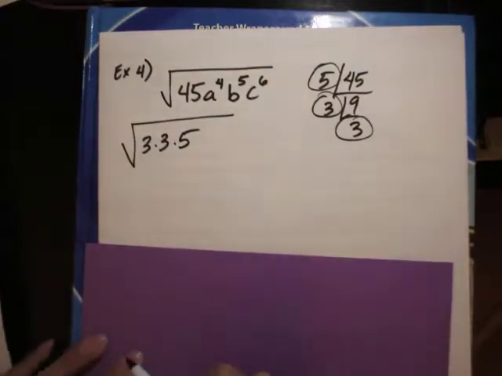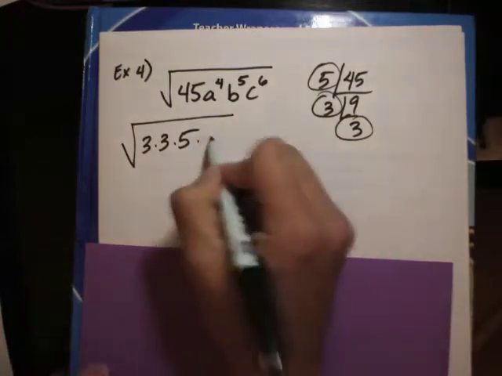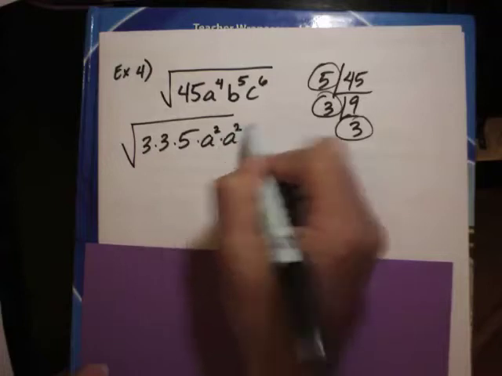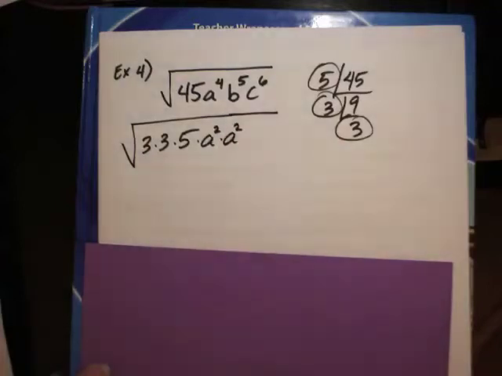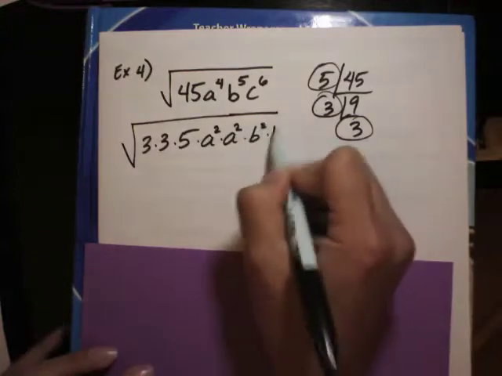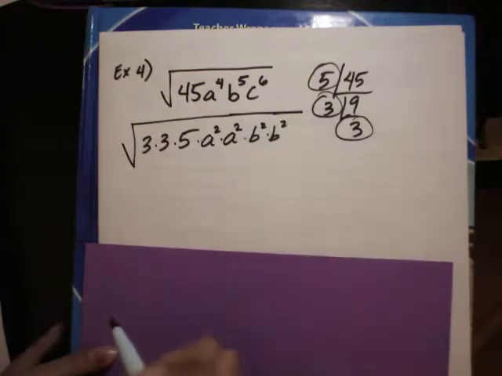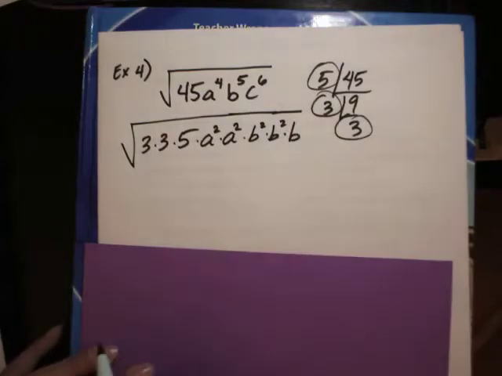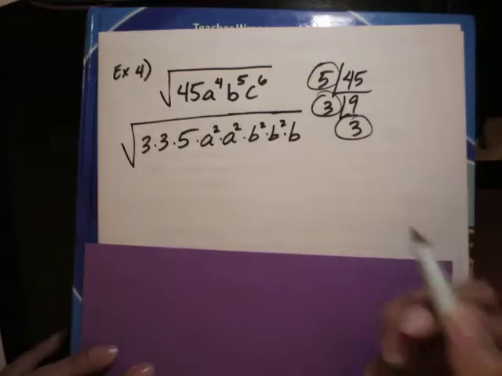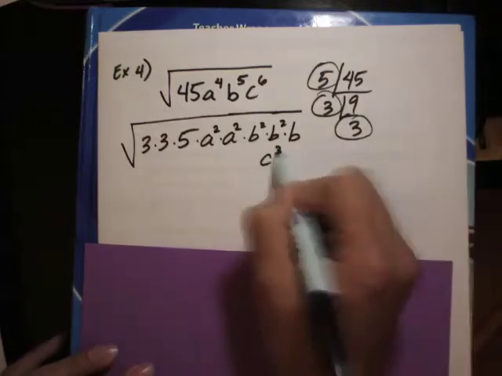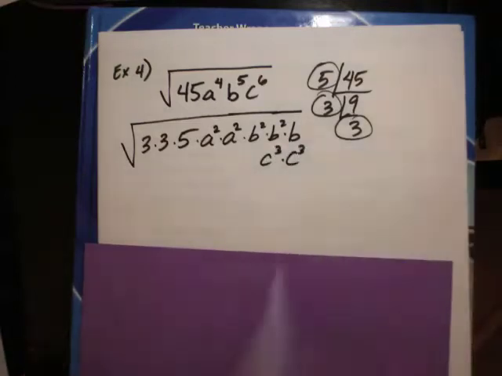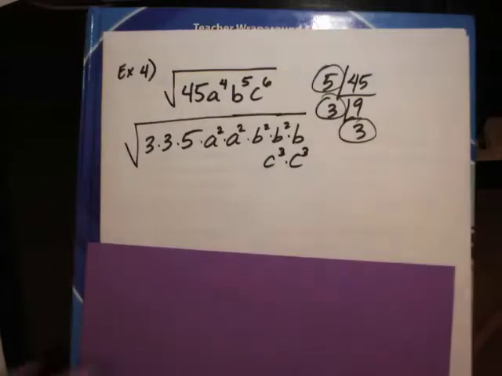A to the fourth, well, I'm looking for pairs. So we're looking for pair values that you can multiply together to get a to the fourth. I know that that's a squared, because a squared times a squared is a to the fourth. Well, what about b to the fifth? Well, I can have b squared times b squared, but that only makes b to the fourth. I need one more b. And what about c to the sixth? Well, I can have a pair of c to the third times c to the third, right? c to the third times c to the third is c to the sixth.